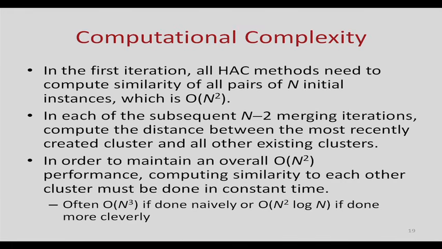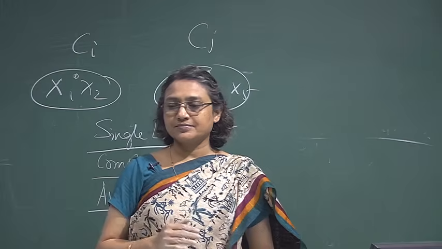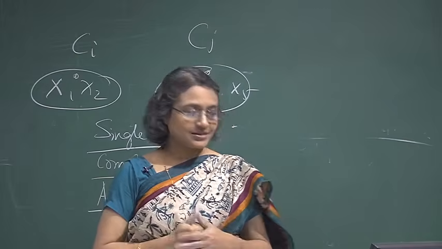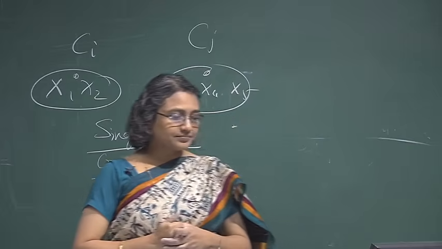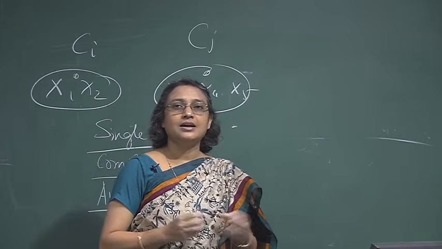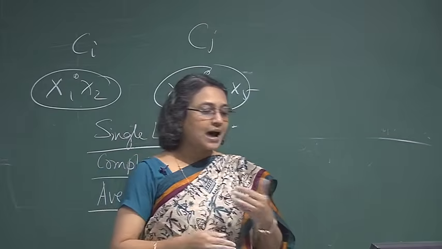Now, let us discuss the computational complexity of the clustering methods. In the hierarchical agglomerative clustering method, in the first step, you need to find the similarity of the objects. If there are n objects, you need to find n square similarities in the beginning. Then you have n minus 1 steps. In each step, you are merging clusters, and while merging, you have to find the most similar pair and update.